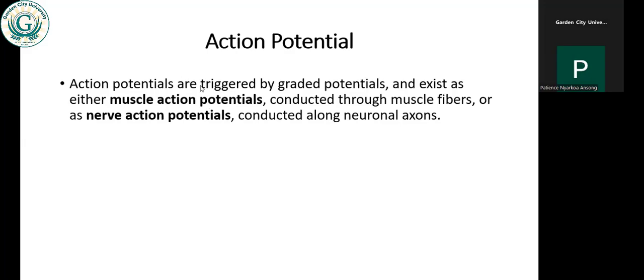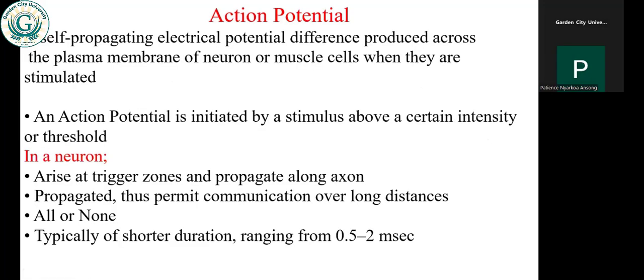You talk of muscle action potential in the muscular system, so you do only nerve action potential as we are doing the nervous system. Action potential is a self-propagating electrical potential difference produced across the plasma membrane of a neuron or muscle cell when they are stimulated. So this is basically what happens along the neuron when a threshold is reached.